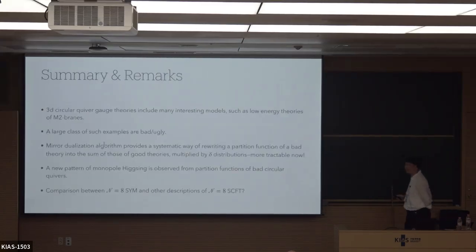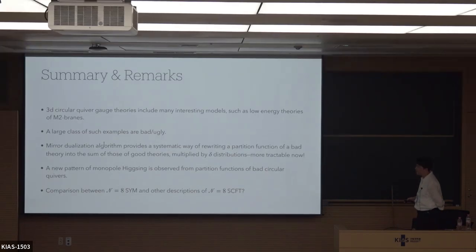Okay, so summary. Time's up. 3D quiver gauge theories include many interesting models, such as the low energy theory of M2 branes, but a large class of such examples are bad and ugly. And our mirror dualization algorithm provides a systematic way of rewriting the partition function of a bad theory into the sum of good theories multiplied by delta distributions, which is more tractable. And a new pattern of monopole screening is observed from the partition function of bad circular quivers, as I just explained.